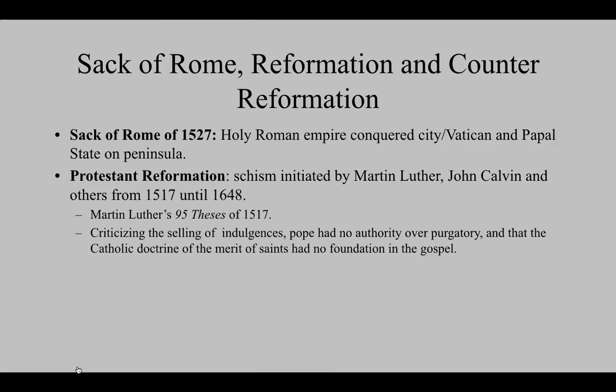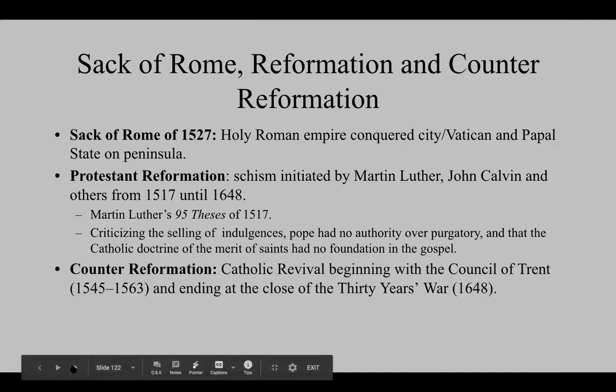He said the Pope had no authority over purgatory, right? You can't pay to get out of purgatory; the Pope, someone on earth, doesn't have any power over that. That Catholic doctrine about the merits of saints has no foundation in the gospel. There's nothing in the Bible that says anything about saints and martyrs and things like that.